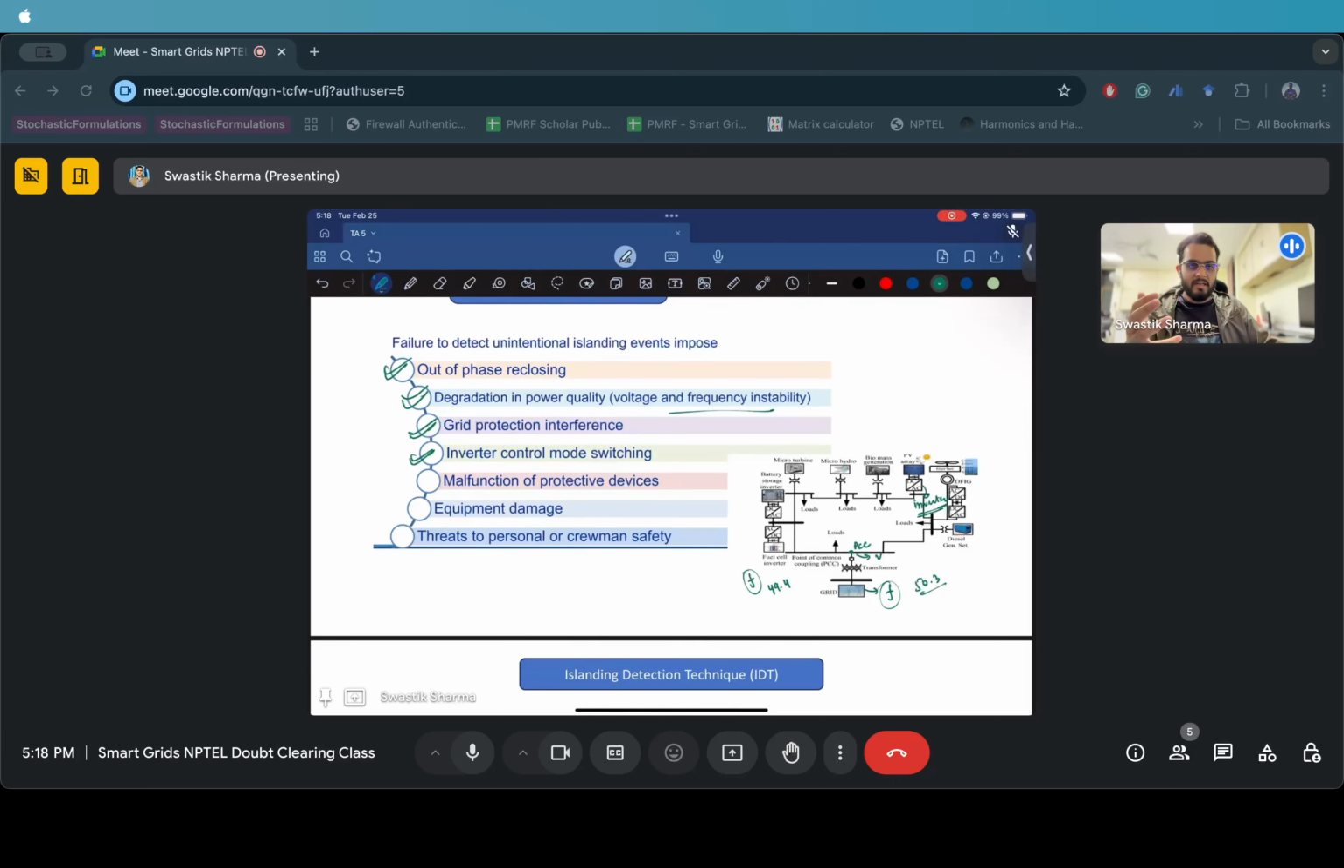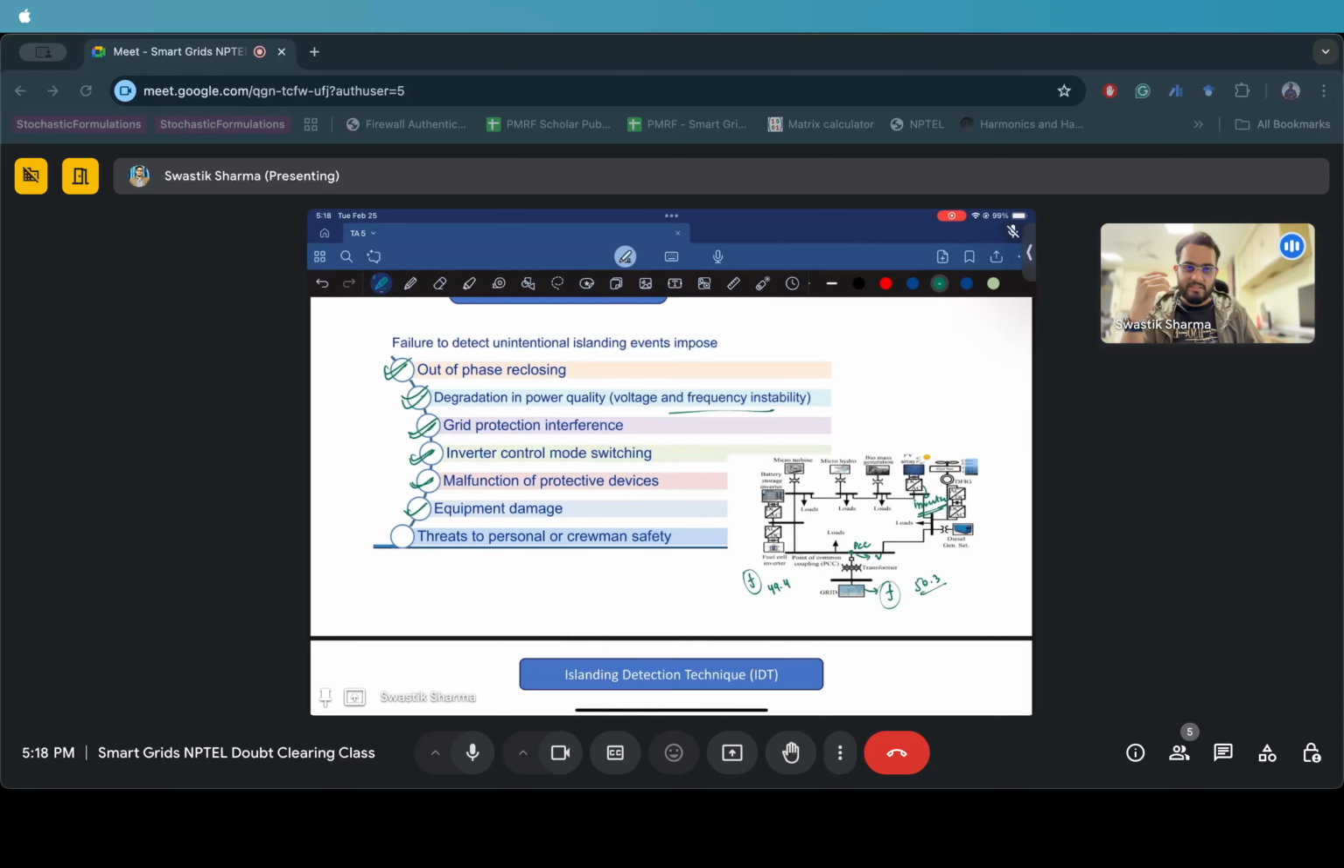And then, as I already told, inverter control mode switching is nothing but it takes feedback from the PCC, and if PCC is out of sync, the inverter will also go out of sync, and it will cause power quality issues. Malfunctioning of protective devices, as I told you, the protective devices will suffer. The relays will sense invalid currents which are not a correct replica of what is happening inside the system.